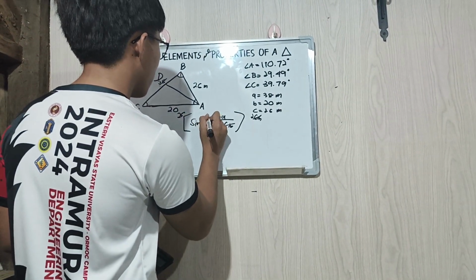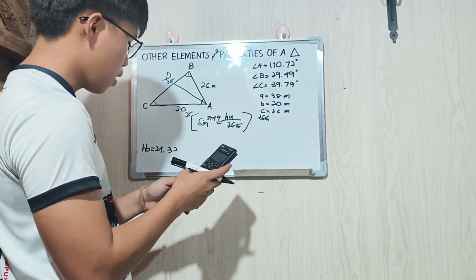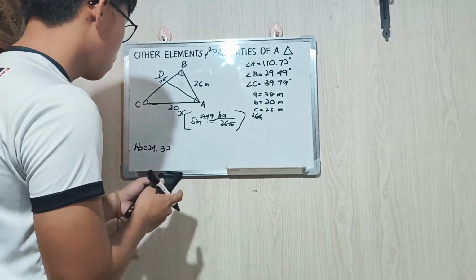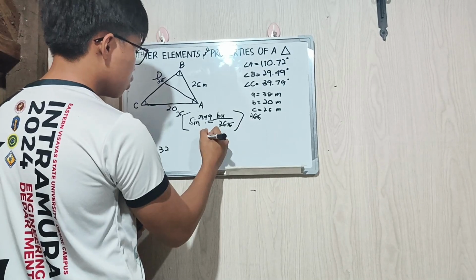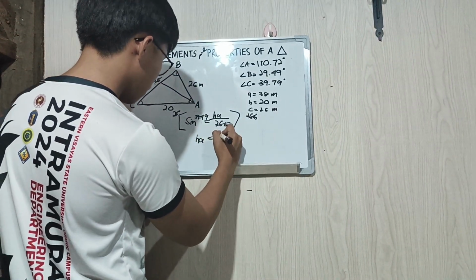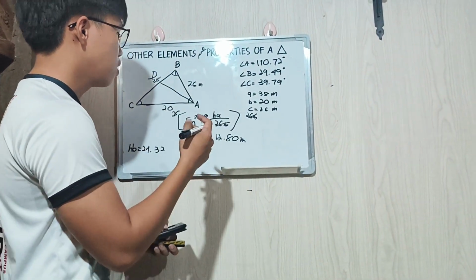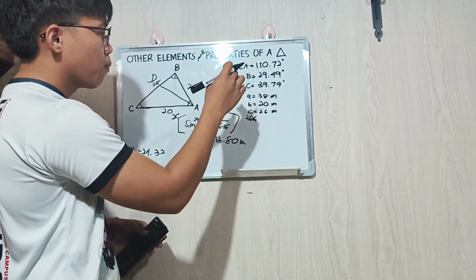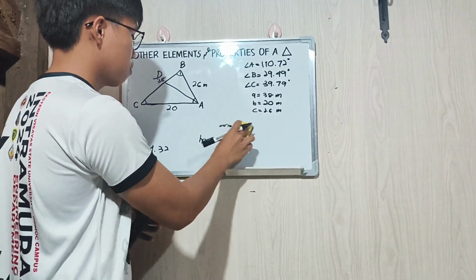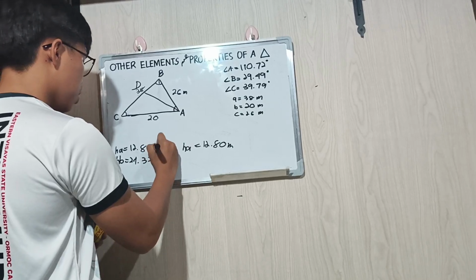So our sine B is 29.49. So 26 times sine 29.49. So altitude of vertex A is equal to 12.8 meter. So that is the altitude of vertex A. Next, we're going to get the altitude of vertex C. So HA is equal to 12.80 meter.